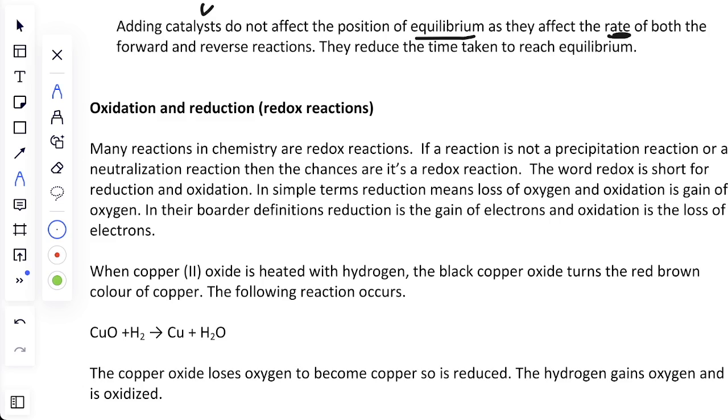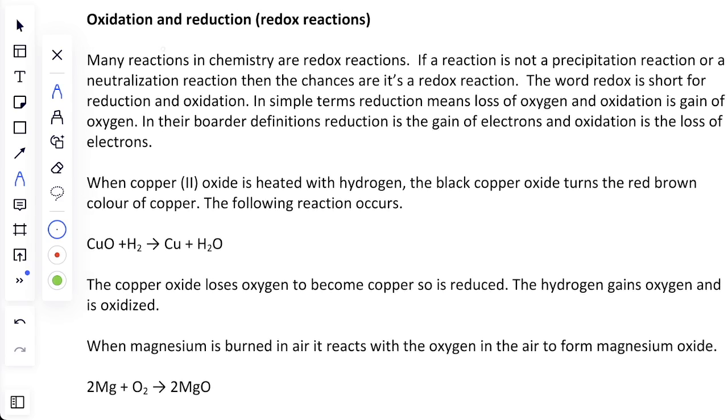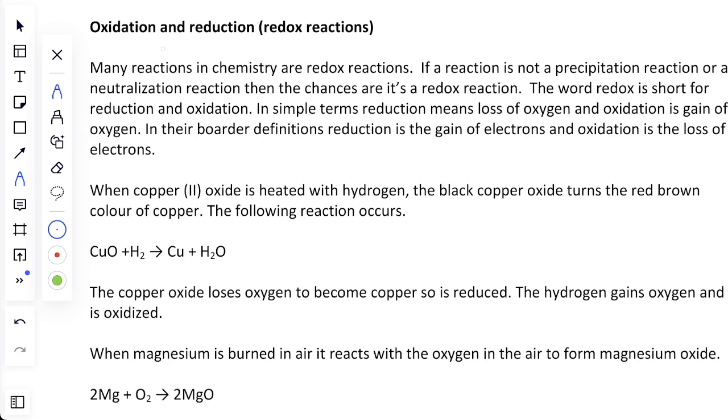Now, let's talk about oxidation and reduction. Many reactions in chemistry are redox reactions. If a reaction is not a precipitation reaction or neutralization reaction, then the chances are it's a redox reaction. The word redox is short for reduction and oxidation. In simple terms, reduction means the loss of oxygen and oxidation is the gain of oxygen. In the broader definitions, reduction is the gain of electrons, oxidation is the loss of electrons.